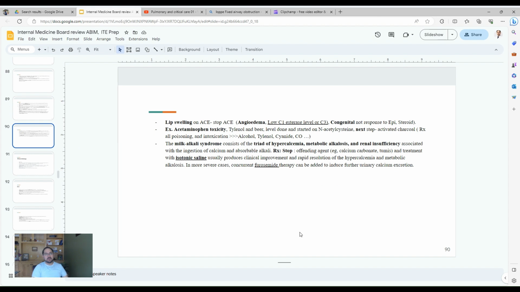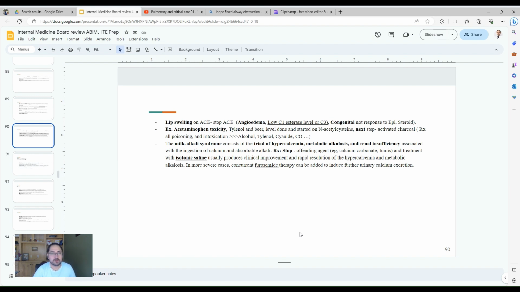A question about lip swelling after the use of an ACE inhibitor. The treatment is to stop the ACE inhibitor. You can test for C1 esterase level or C3 if the patient has a congenital disease with deficiency of the enzyme. That means they're not going to respond to epinephrine or steroids. You have to replace the enzyme.